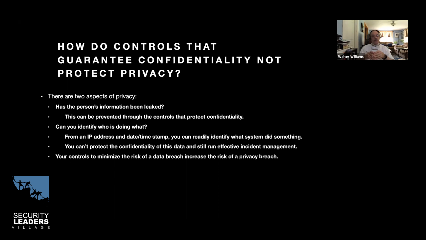So, privacy. There are 2 aspects to privacy. One is, has the person's information been leaked? That's your data breach, and you think that controls against confidentiality are sufficient. However, there is another aspect to privacy. Can you identify the person who used your system from the data that they left behind?